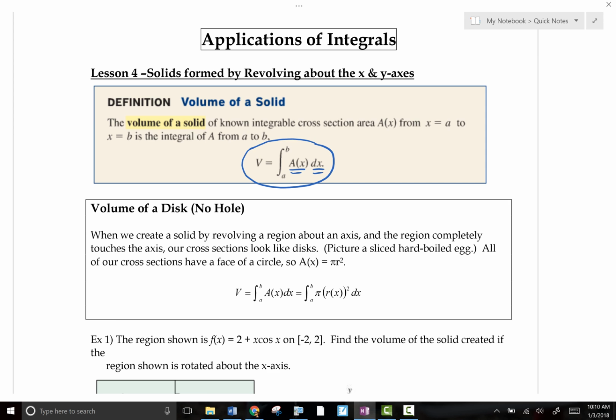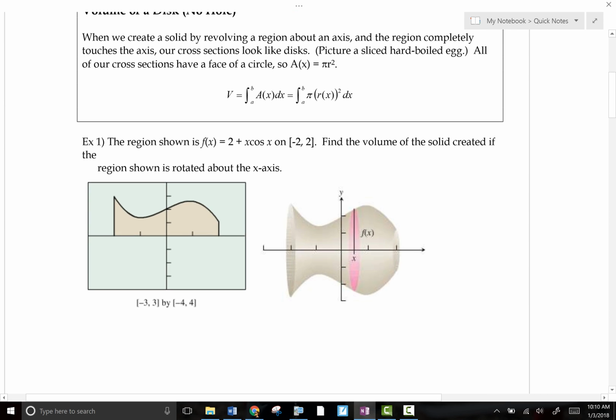Well, when I spin something, say like this thing down here in example 1, when I spin this around the x-axis, it looks like this vase over here. And if I want the volume of the vase, I don't have a geometry formula for that. So if I stick this vase in a hard-boiled egg slicer and I slice it up into tiny discs and I add the discs together, each disc is going to look something like this.